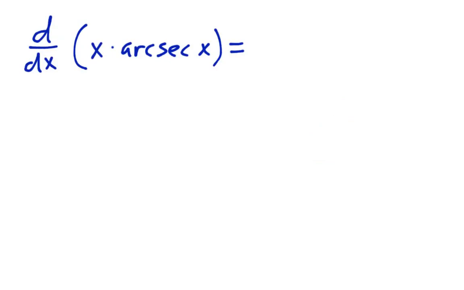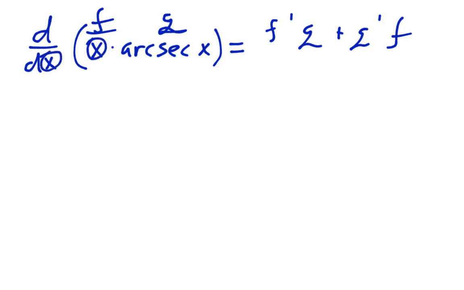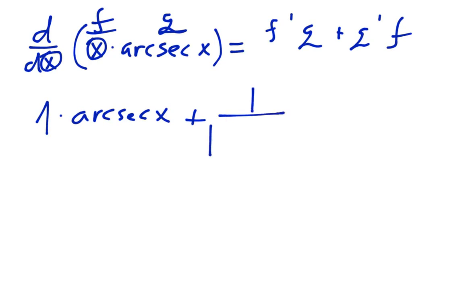And of course it still works with the product rule, so that's why we have x times the arcsecant of x. Label it your f and g, so we're going to do f prime g plus g prime f. Well, f prime is just 1 since we're taking the derivative with respect to x. G is the arcsecant of x. And we're going to add the derivative of arcsecant of x, which is 1 over the absolute value of x times the square root of x squared minus 1. And then multiply this by x.